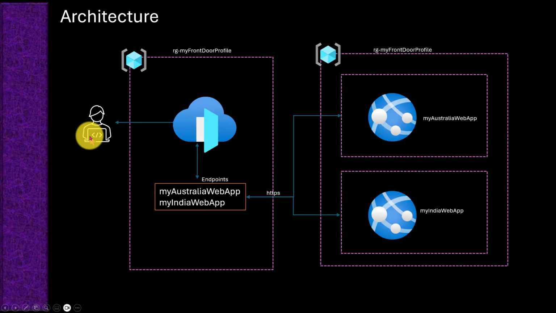And then as a user, we will use the Front Door profile address to access these web apps. To test, we will shut down the web apps one at a time, just to see the impact and ensure that it is working as expected. So let's get on the portal.